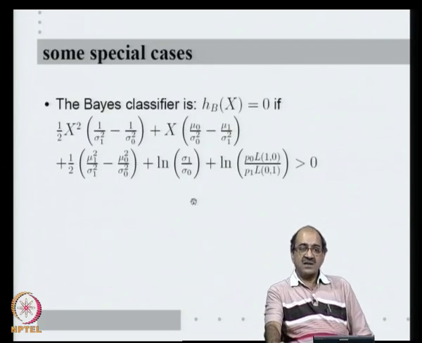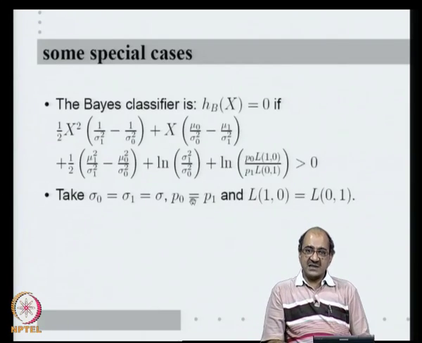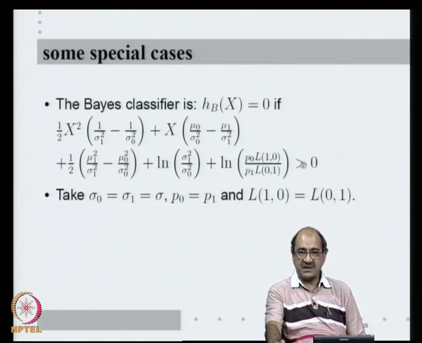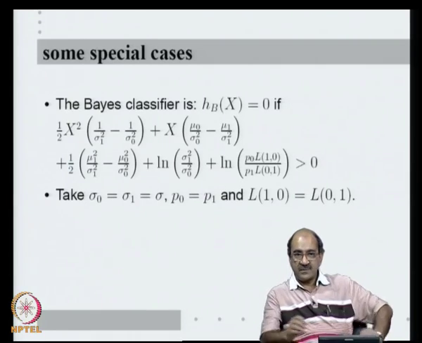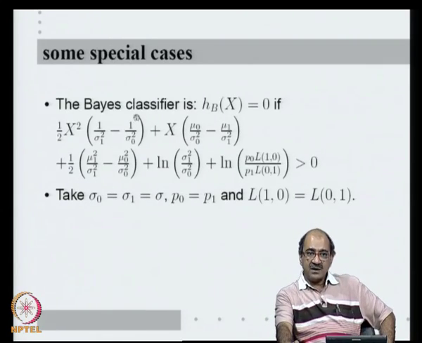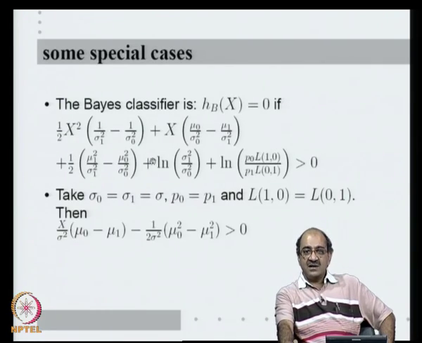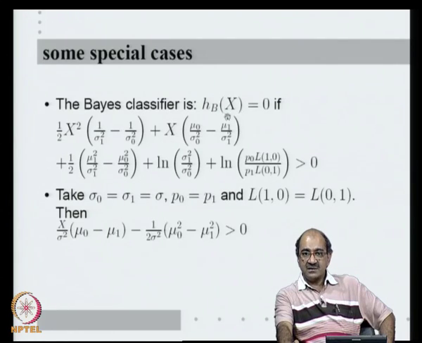greater than 0. Now, let us take a special case where the two class conditional densities are such that their variances are the same, that is sigma 0 is equal to sigma 1, and let us assume that the priors are also the same, and let us say we are in 0 1 loss function. So, that L10 is equal to L01. Now, when sigma 0 is equal to sigma 1, the x square term drops off. When the x square term drops off, what I have is a linear function of x. That means now the Bayes classifier becomes a linear discriminant function, x by sigma square into mu 0 minus mu 1, all the others have gone except this term, that is 1 by 2 sigma square into mu 0 square minus mu 1 square.